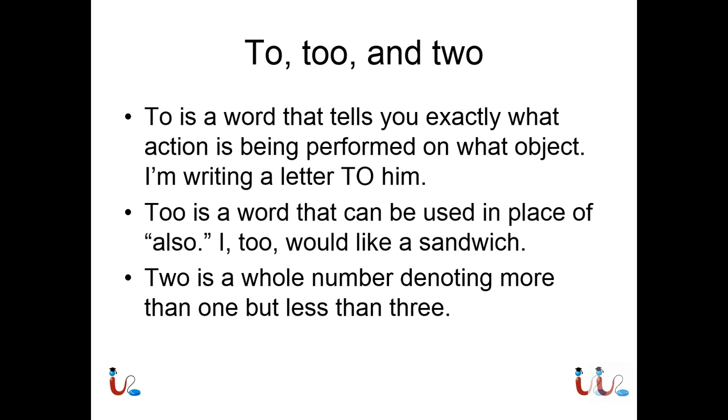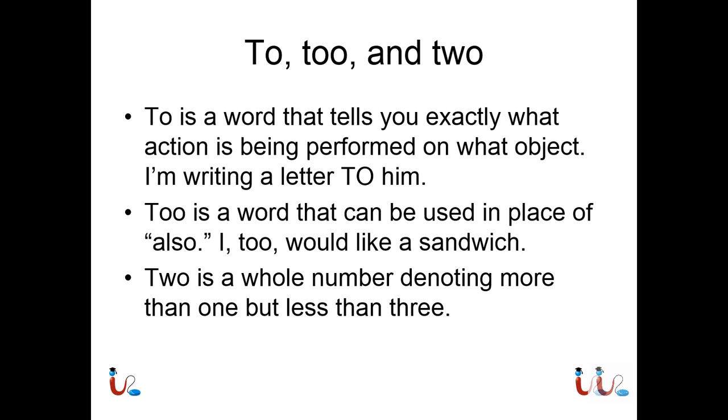To, too, and two. I told you we would be coming back to this. To is a word that tells you exactly what action is being performed on what object. I'm writing a letter to him, right? I'm giving him a letter from me. That is what to represents. That I performed an action on something else.